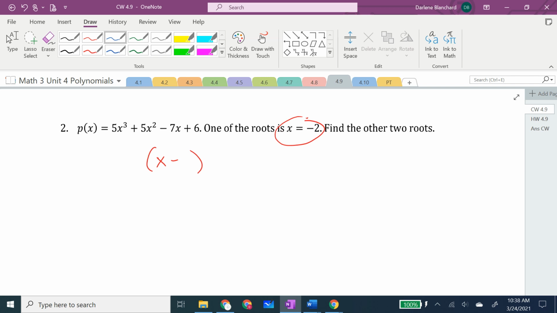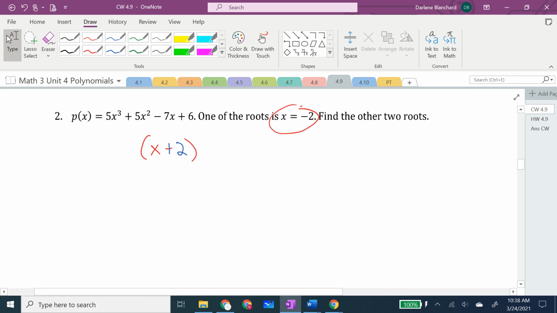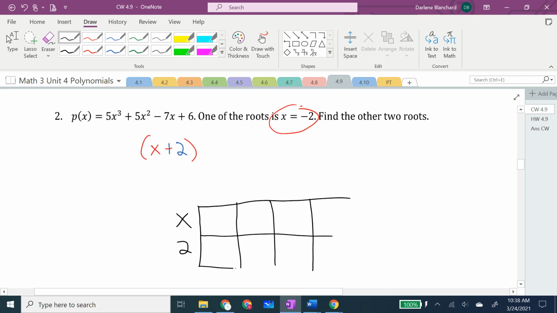So x minus negative 2 is a factor if negative 2 is a root. To find the other two roots, I'm going to have to go through division again. See if you can stay ahead of me this time. I'm going to do my prep work. I am doing division, so my 5x cubed has to be in the upper left box.